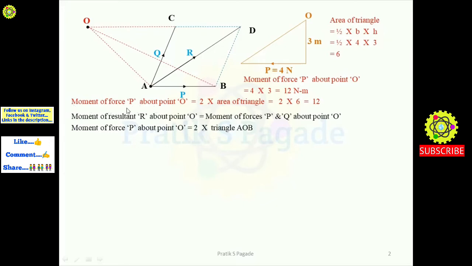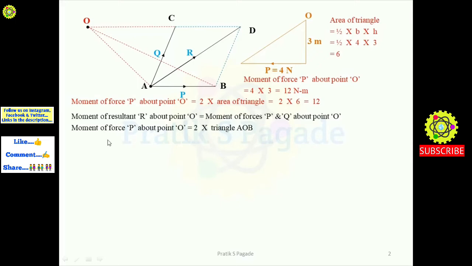Sorry, the moment of force P about point O is equal to 2 into the area of triangle. So in this case, 2 into the area of triangle is 6, so here 6 is equal to 12. So we have proved here that the moment of force about any point is equal to 2 into the area of triangle.